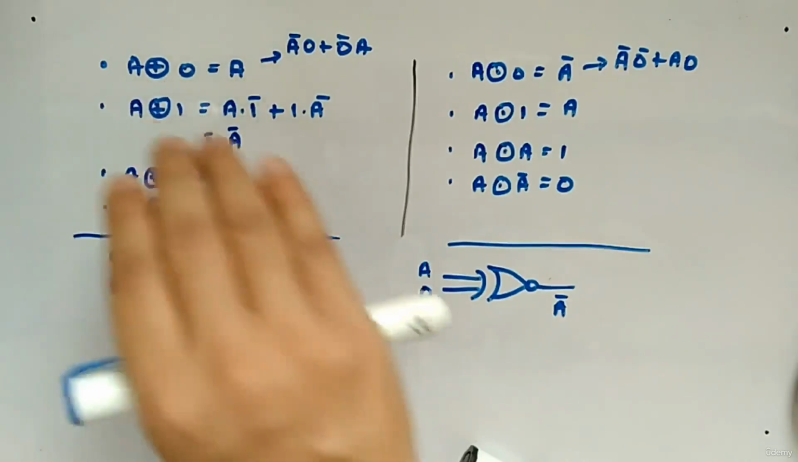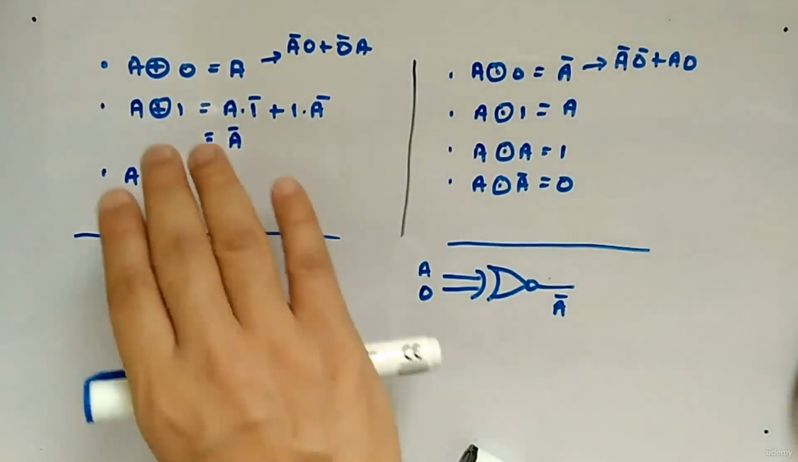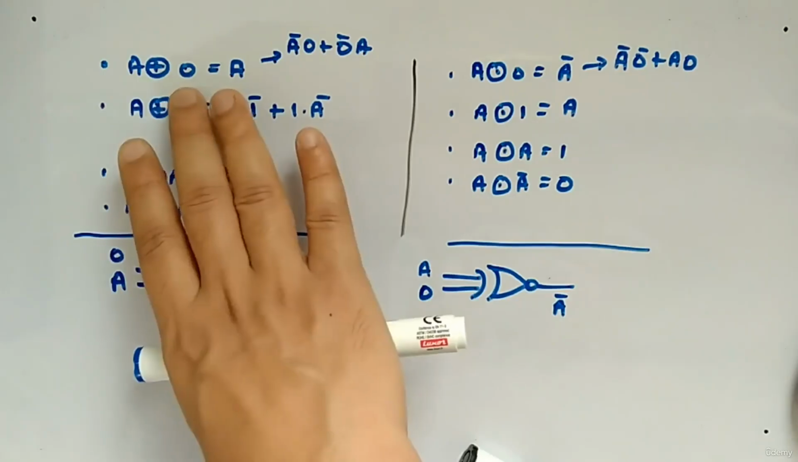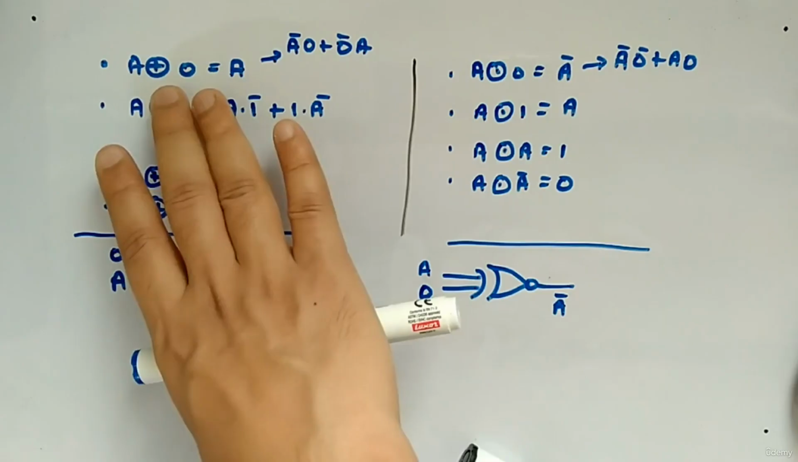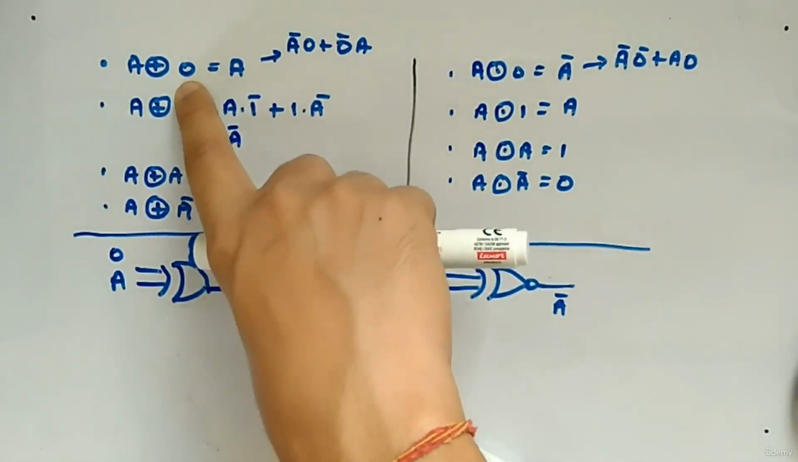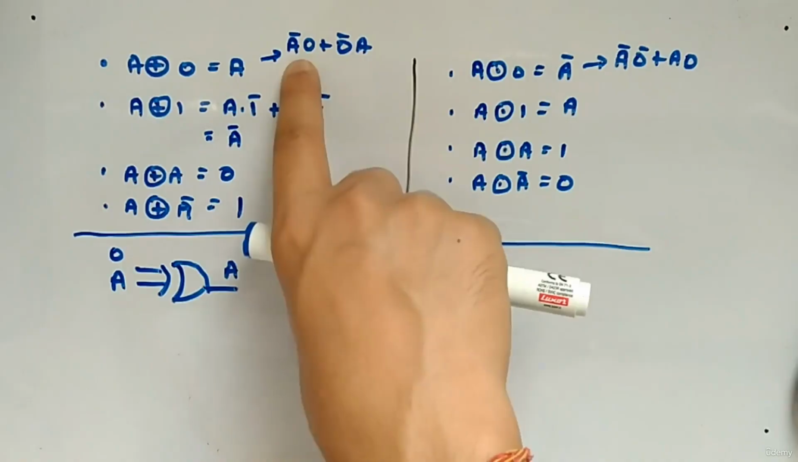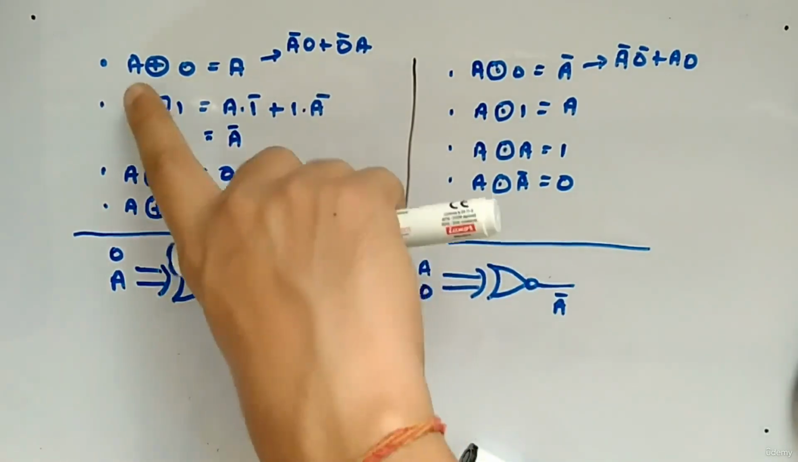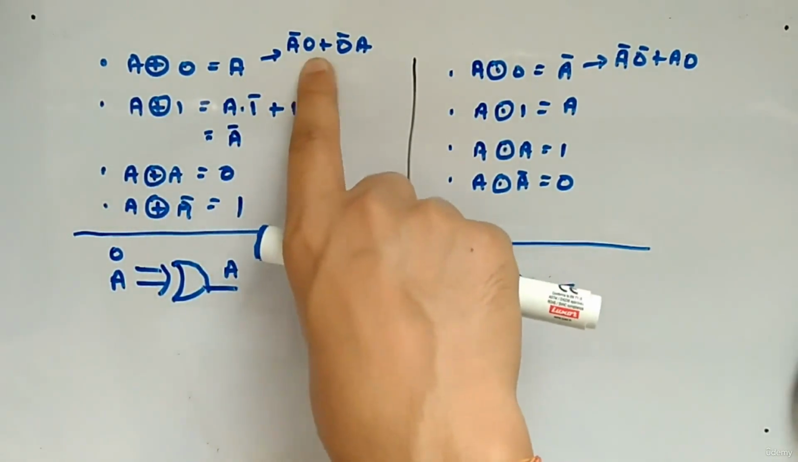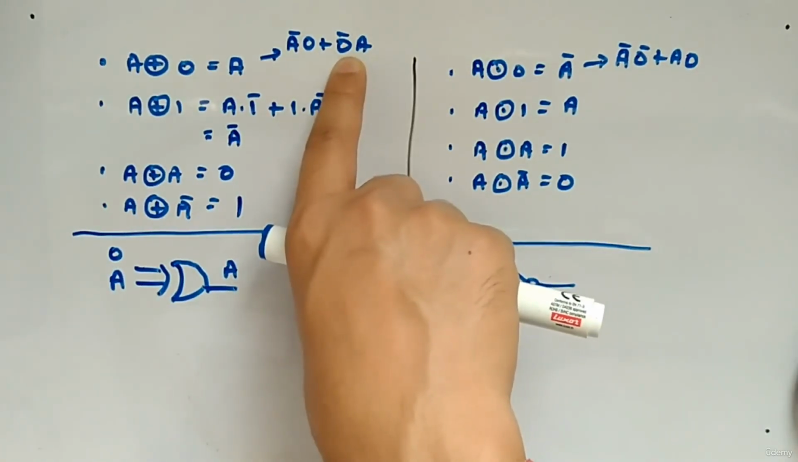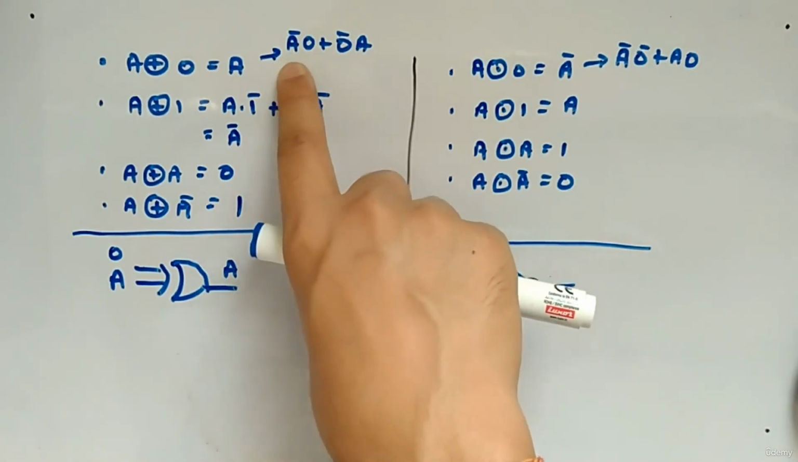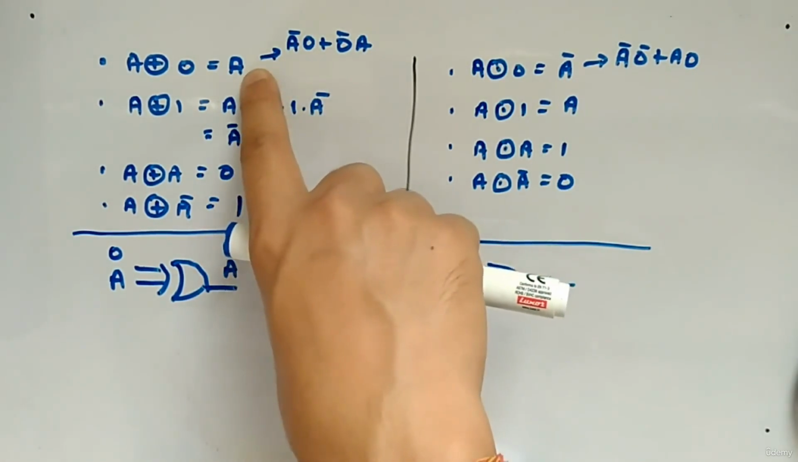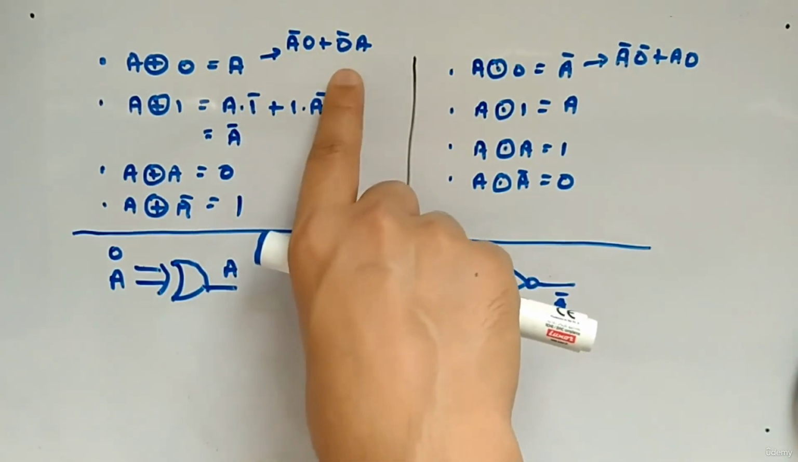Okay, let's look at some more properties. So now you know how to open the XNOR and XOR expressions. What you can see is if you XOR A with 0, that is bit 0, or logic low 0, then you can expand it: A 0 bar plus 0 A bar. Here 0 bar means complement of 0, that is 1. 1 ANDed with A will give you A, and 0 ANDed with A bar will give you 0. So 0 plus A will give you A.